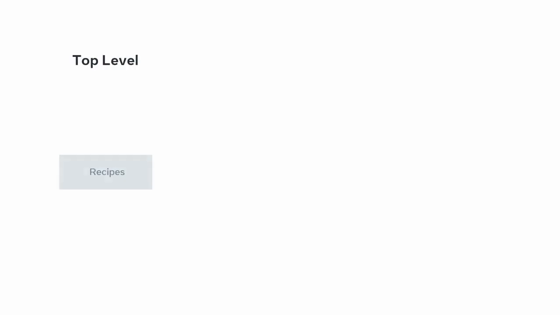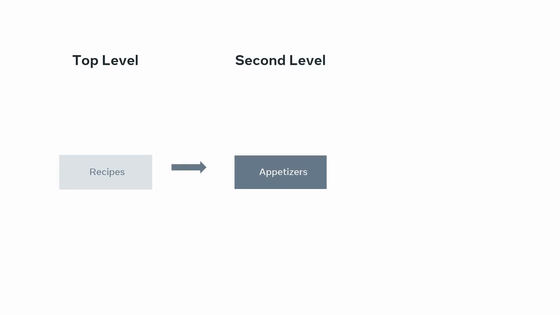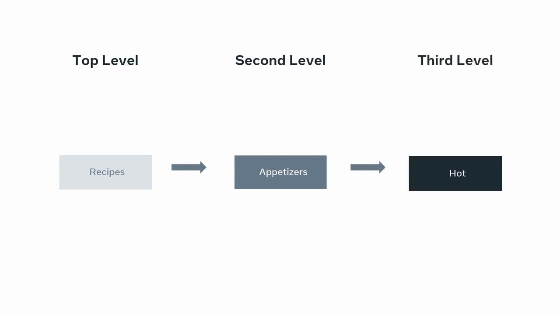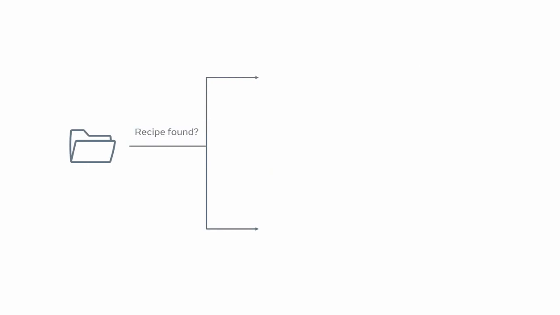One of the ways they can do this is by working through the recipes folder. From there, they would go into the appetizers subfolder, and then they would move on to the hot folder in search of the recipe. In other words, the procedure is: open a folder. If the recipe is there, you're done. If not, search each of the child folders until there are no more folders, almost like a loop.